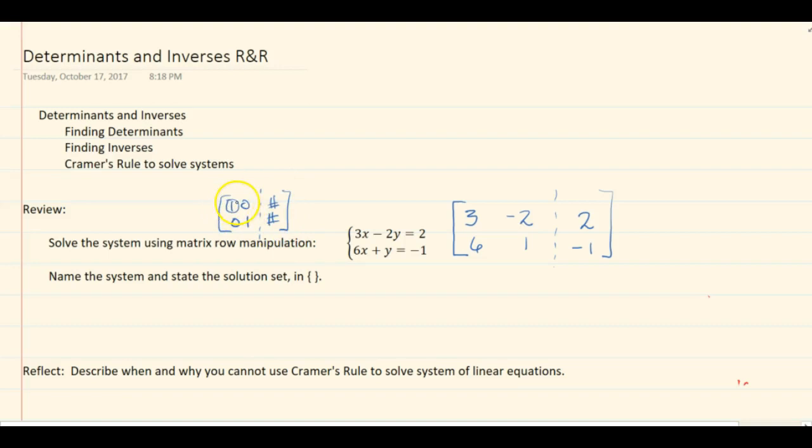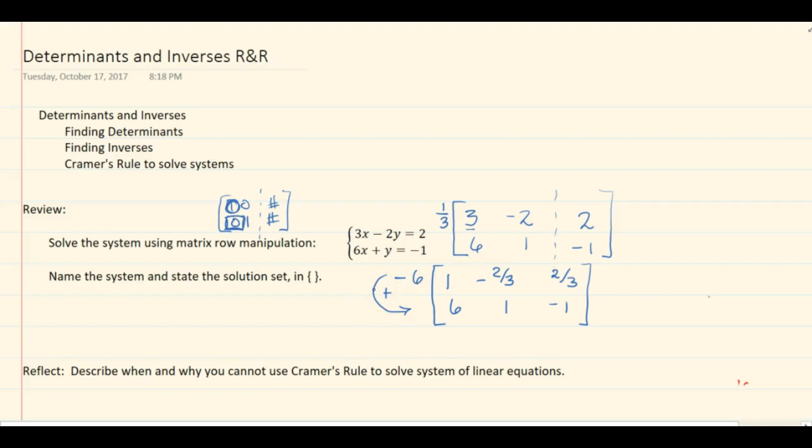So the first thing I'm going to do is to make sure I get this guy right here to be a 1. So the first thing I'm going to do is multiply by 1/3 for that entire row. So when I do that, I'm going to have 1, -2/3, 2/3, and I'm going to have 6, 1, and a -1 here. After finding this one, I'm going to use it to create this 0 here. So I'm going to multiply by -6 to the top row and add it to the second row.